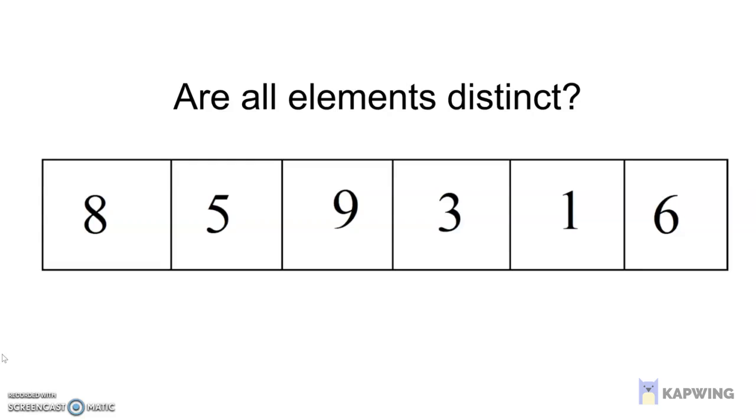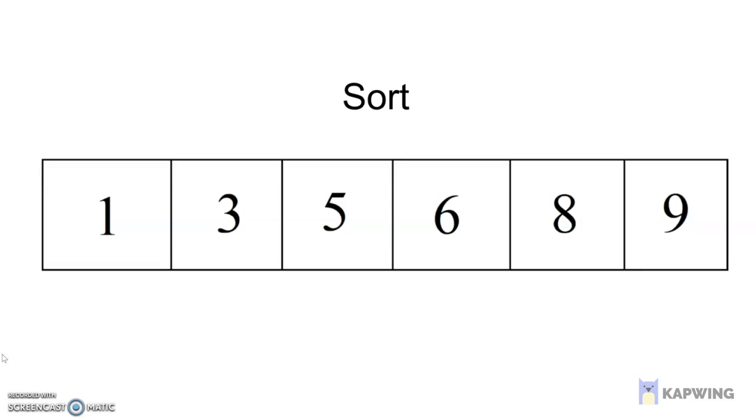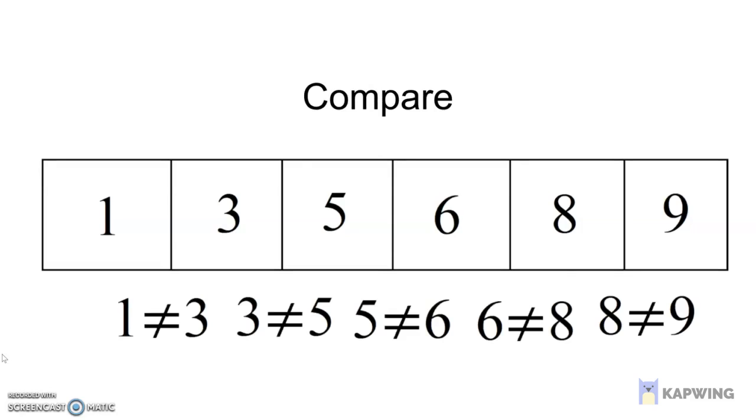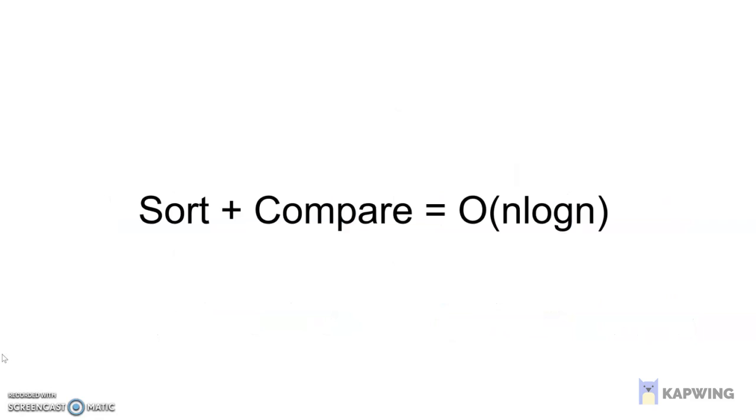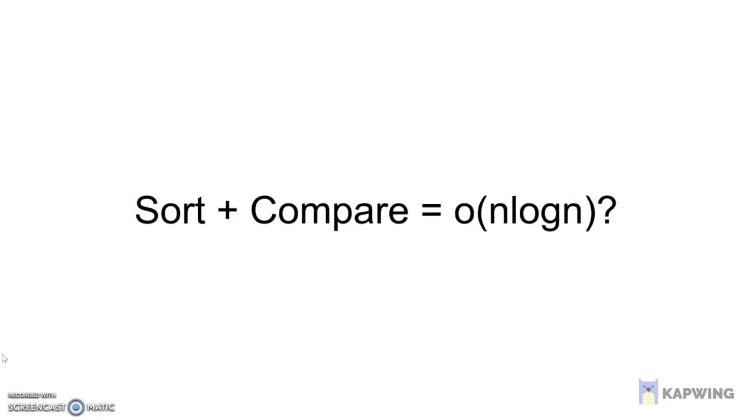The element distinctness problem tasks us with deciding whether all elements in an array are distinct. Doing so is very easy, as you can just sort all elements and compare each element with adjacent elements to check for duplicates. This takes O(n log n) time. The question is, can we design anything in a faster time?